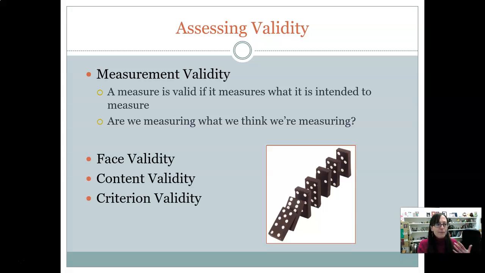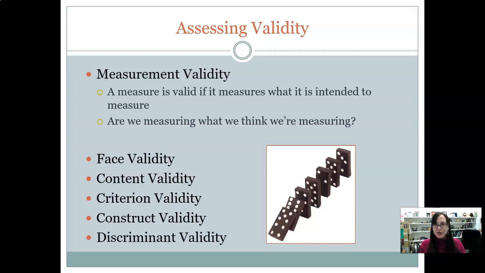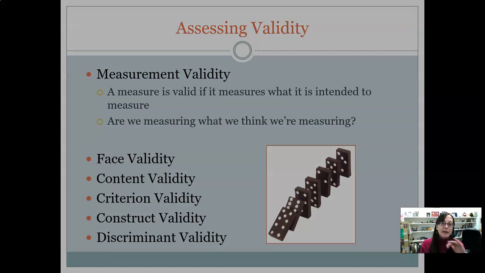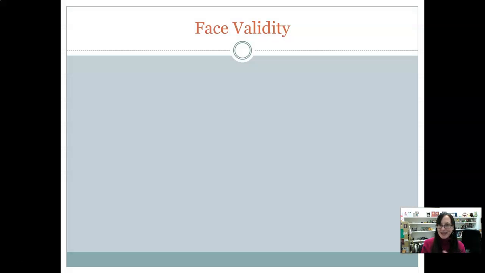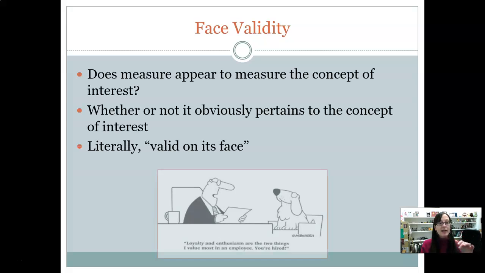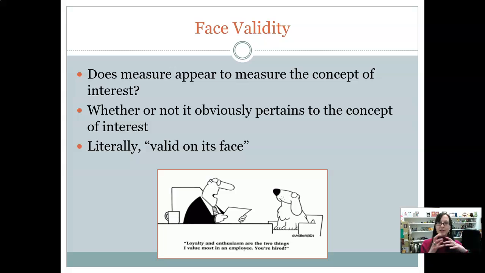So there are 5 different ways that we can assess measurement validity. This is through face validity, content validity, criterion validity, construct validity, and discriminant validity. Let's start off with the most basic one, which is face validity. And this is just like it sounds, literally is something valid on its face. So does the measure, just by looking at it, appear to measure the concept of interest? Essentially, does it seem to obviously pertain to whatever concept we think we're measuring?